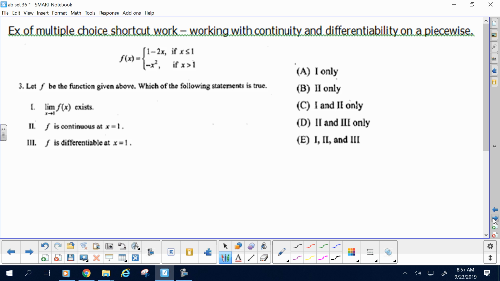I think this one should go well. Try this one on your own, please. This is an AP multiple choice from, I don't even remember now.